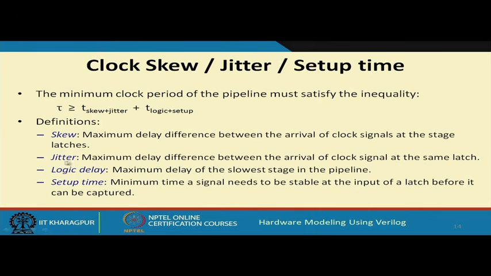Jitter is, on the same latch sometimes there will be a variation in delay. Jitter arises due to environmental disturbances like noise in the power supply and so on. Logic delay we have already seen, the delay in the slowest stage in the pipeline, that tau, and setup time we have mentioned this earlier. Setup time is the minimum time that you should keep a signal stable at the input of the latch, so that the latch can accept it. So, not only the latch delay, you will have to add the latch setup time also to it. These are some small delays that get added.